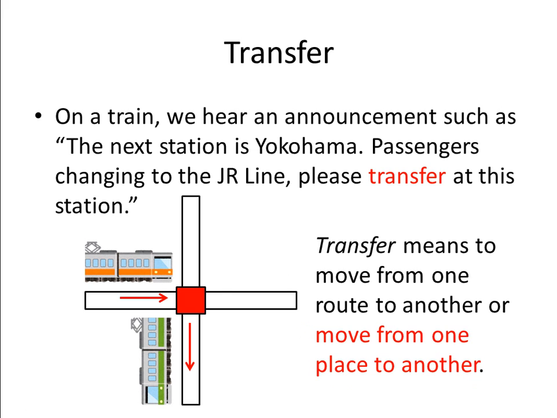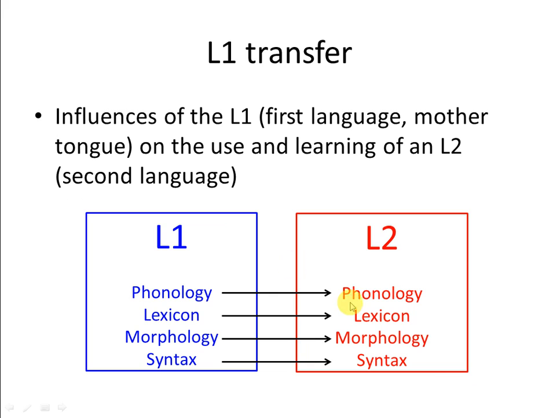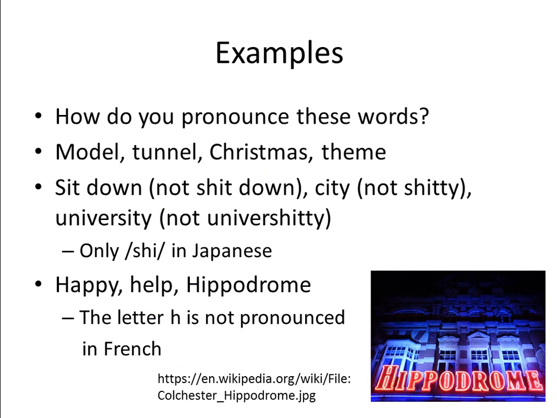And when we talk about language transfer, it's actually similar to this. We have our first language and we have our second language, and properties of our first language appear in our second language. So these things influence these. When we say L1 transfer, we mean influences of our first language or mother tongue on the use and learning of our second language. Okay? So I'll give you some examples.